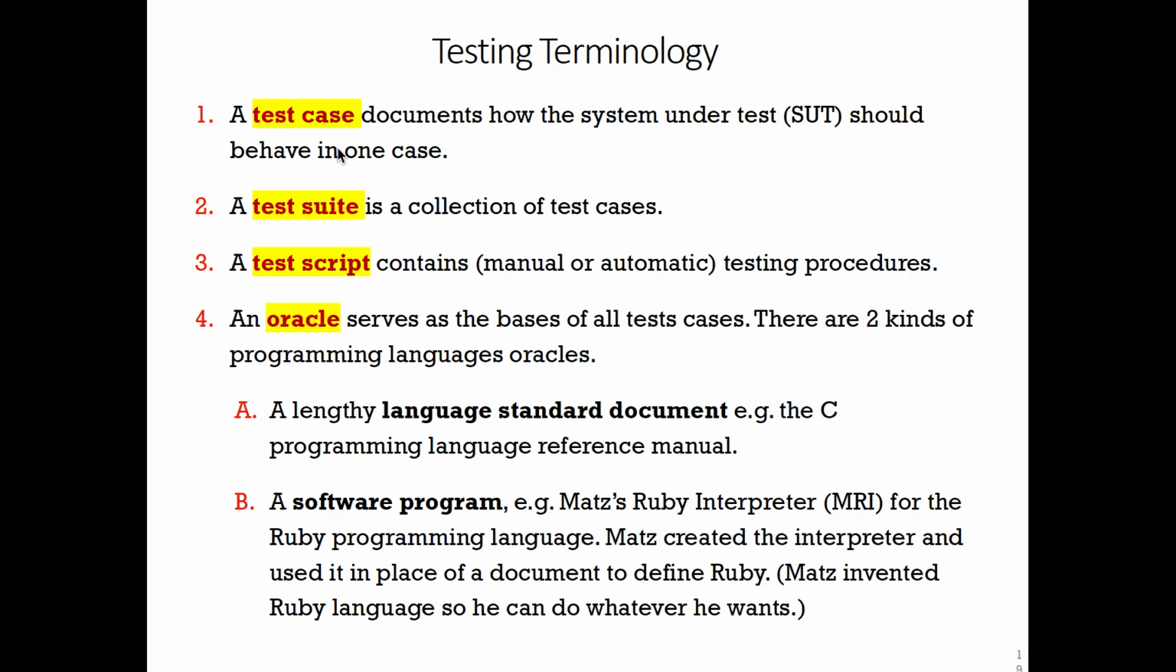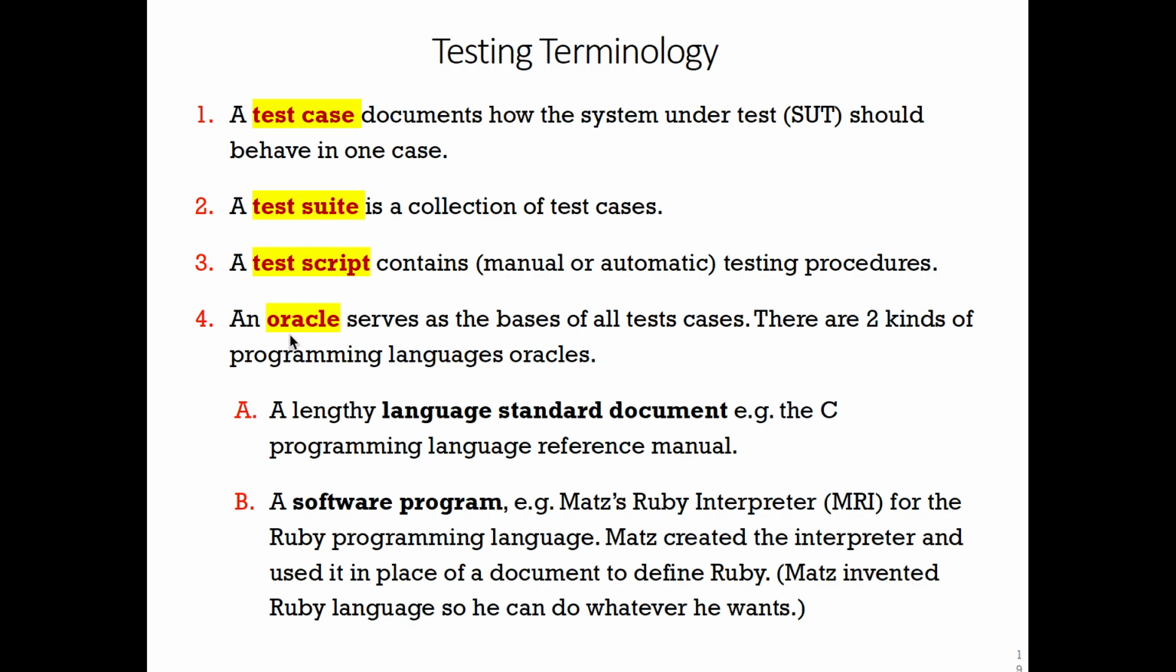But let's go to some terminology. A test case just documents what the system should do in one particular case. A test suite is a collection of test cases. A test script is a testing procedure, which can be manual or automatic. The word Oracle, in software engineering, is used to refer to the authority of the behavior. So all your test cases are based on the Oracle.